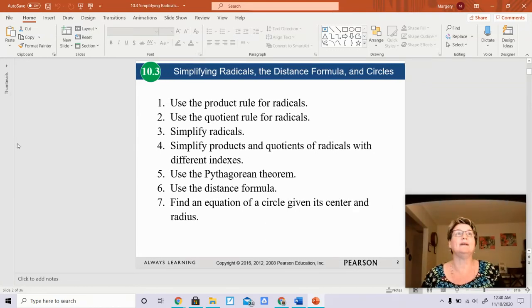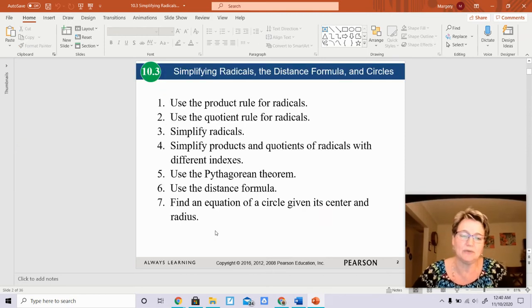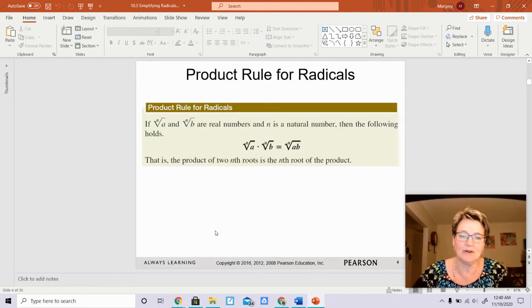We are going to work on 10.3, simplifying radicals, the distance formula, and circles. I would like you guys to make sure that you read all of the notes. I'm going to go over just the examples. This is the product rule. Remember, whatever's under the radicals are multiplied together, and their indexes must be the same.